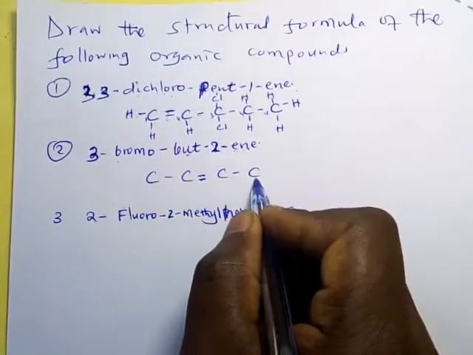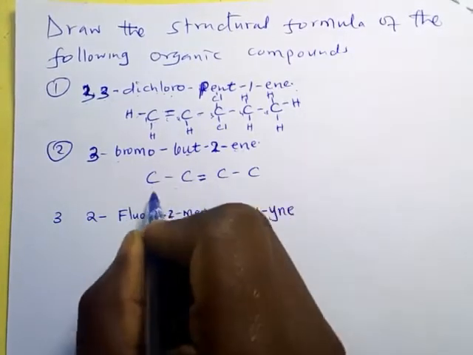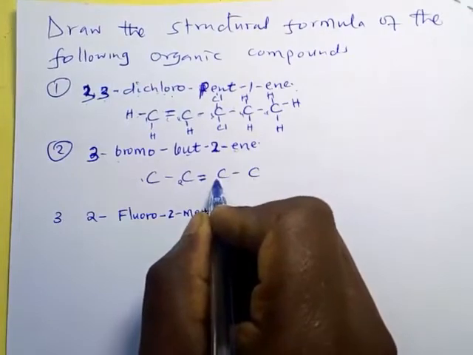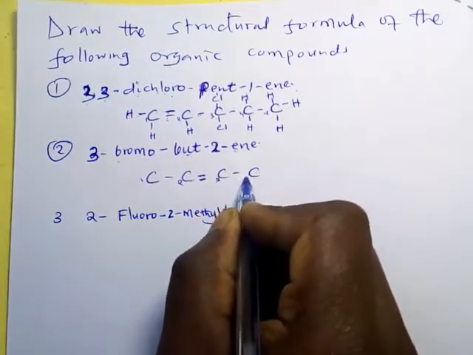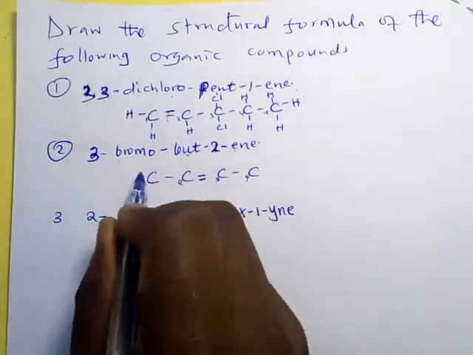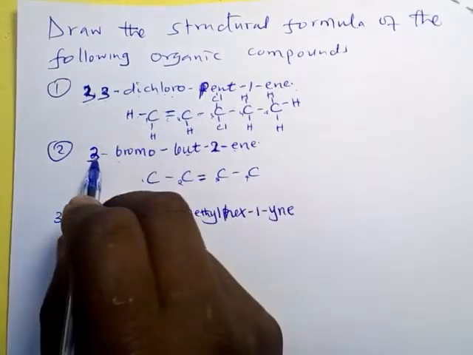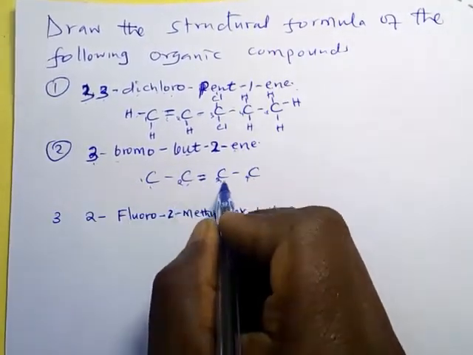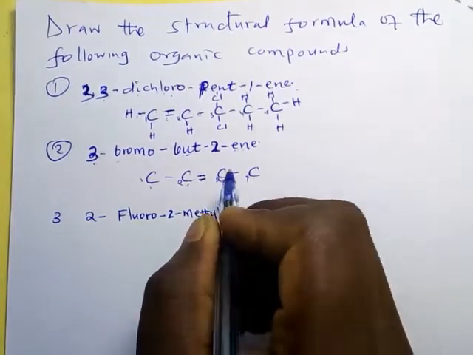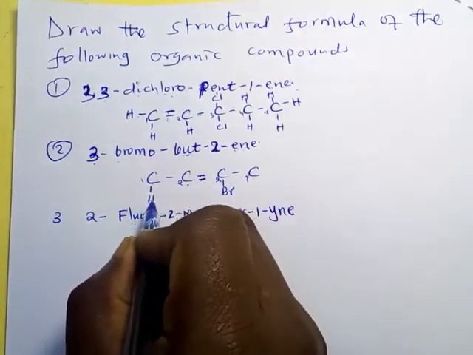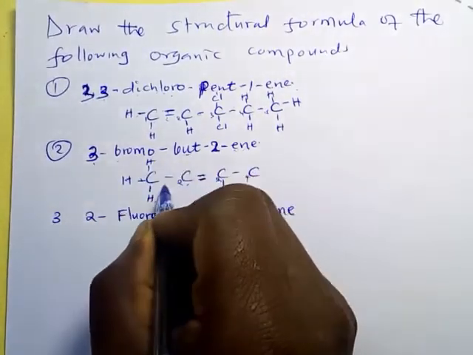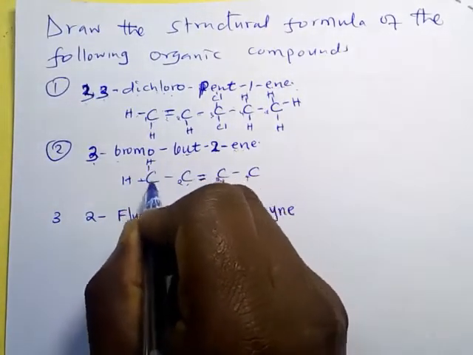So here we can start from here or here because it is the same. So 1, 2, and 3, and 4. And then we have bromo on carbon number 3. So 1, 2, 3, we have bromine. So fill the rest with hydrogen atoms, ensuring that each carbon is surrounded with 4 covalent bonds.